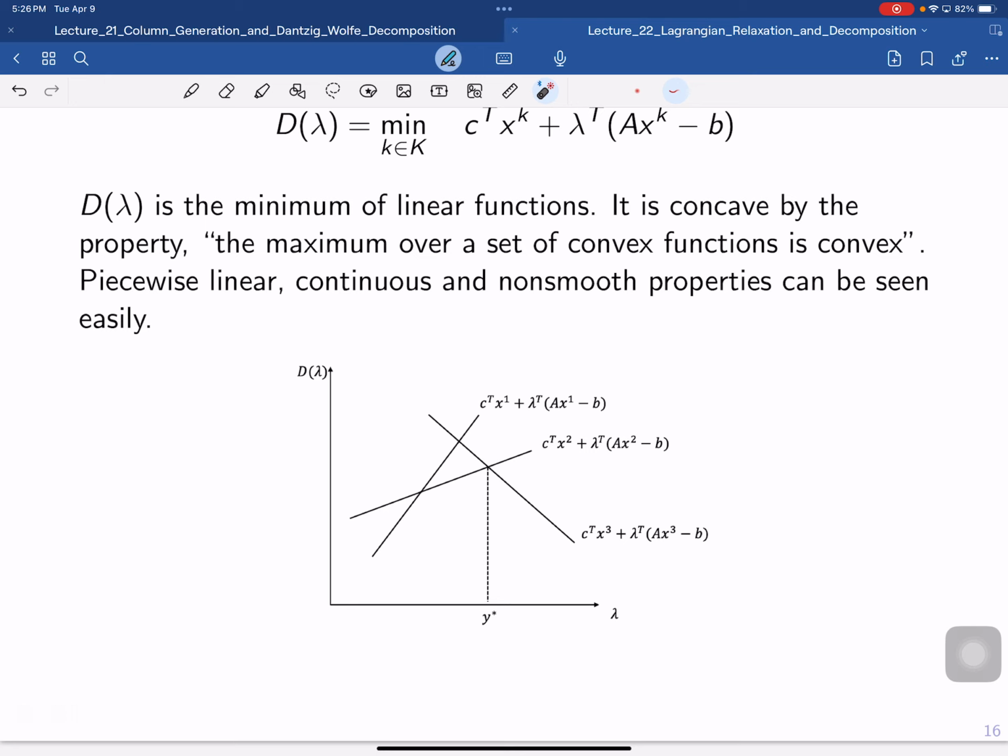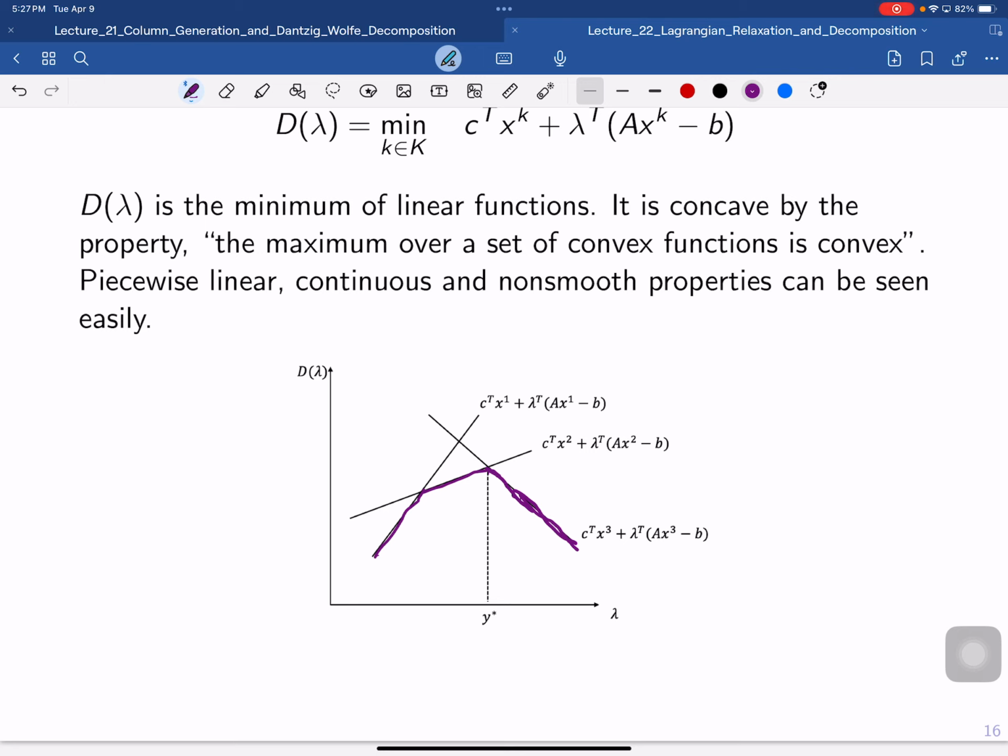Let's assume you have those three linear functions, and d lambda is taking the minimum of those three linear functions at each point. So at this point the minimum is this function, and then here the minimum becomes the second function, and then at this breakpoint the minimum is the third function. So the minimum of those three linear functions is essentially a piecewise linear function.